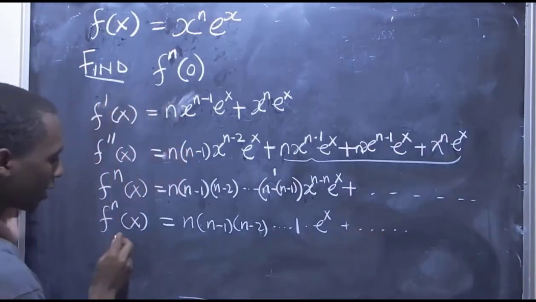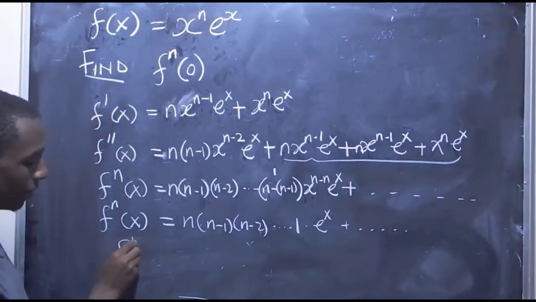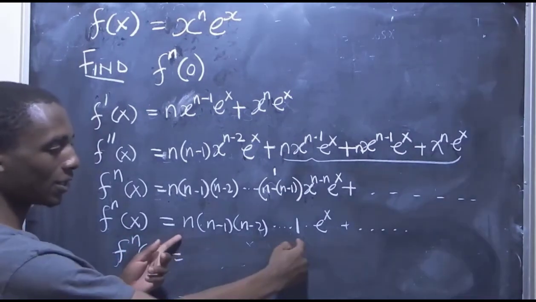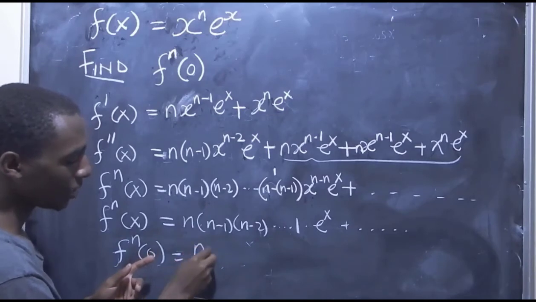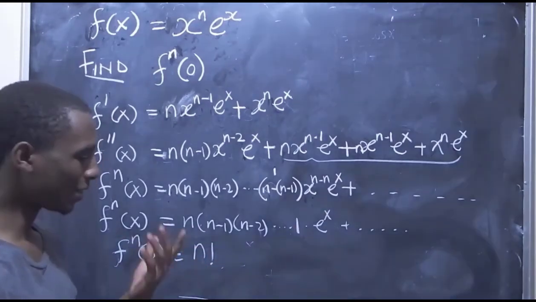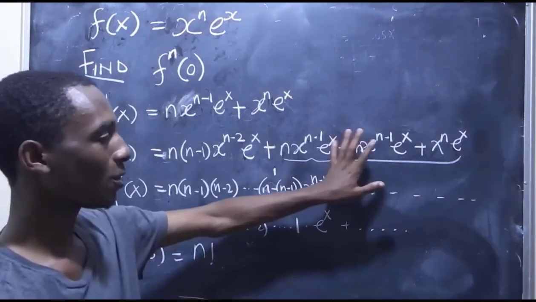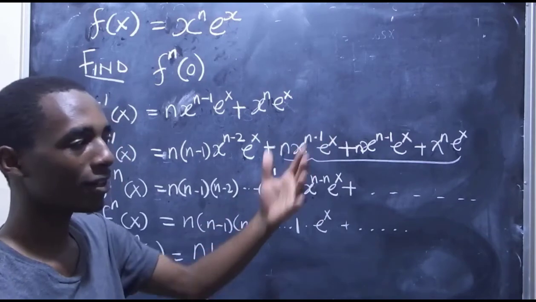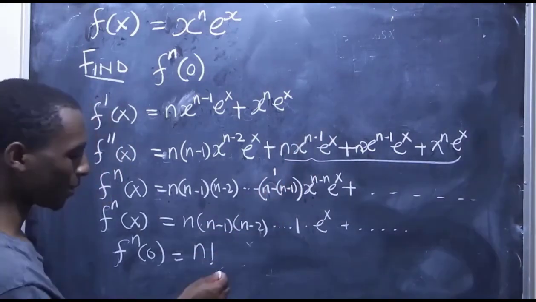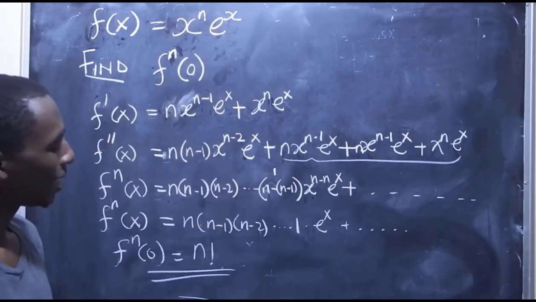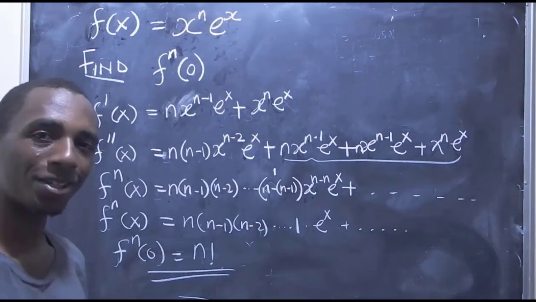So the nth derivative of f at 0 is going to be, of course, this by definition is n factorial times the exponent of 0, which is essentially 1. And of course, all the other terms will go to 0 because that will be 0 to the power of anything, which is always 0. So the derivative of this function at x equals 0 is n factorial.